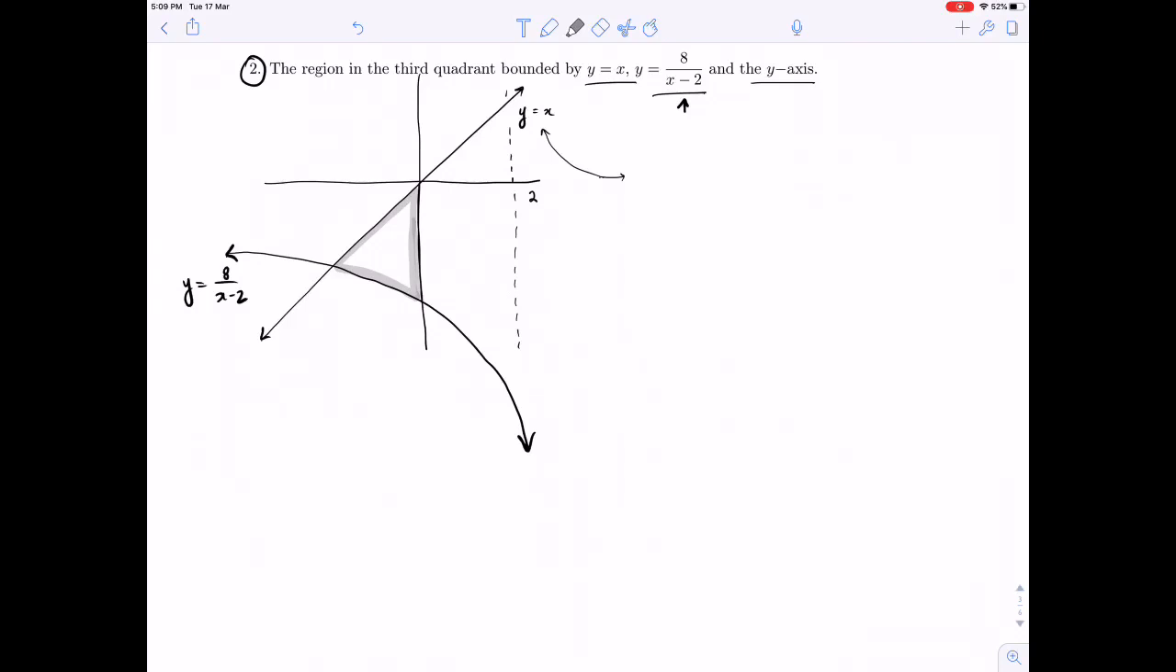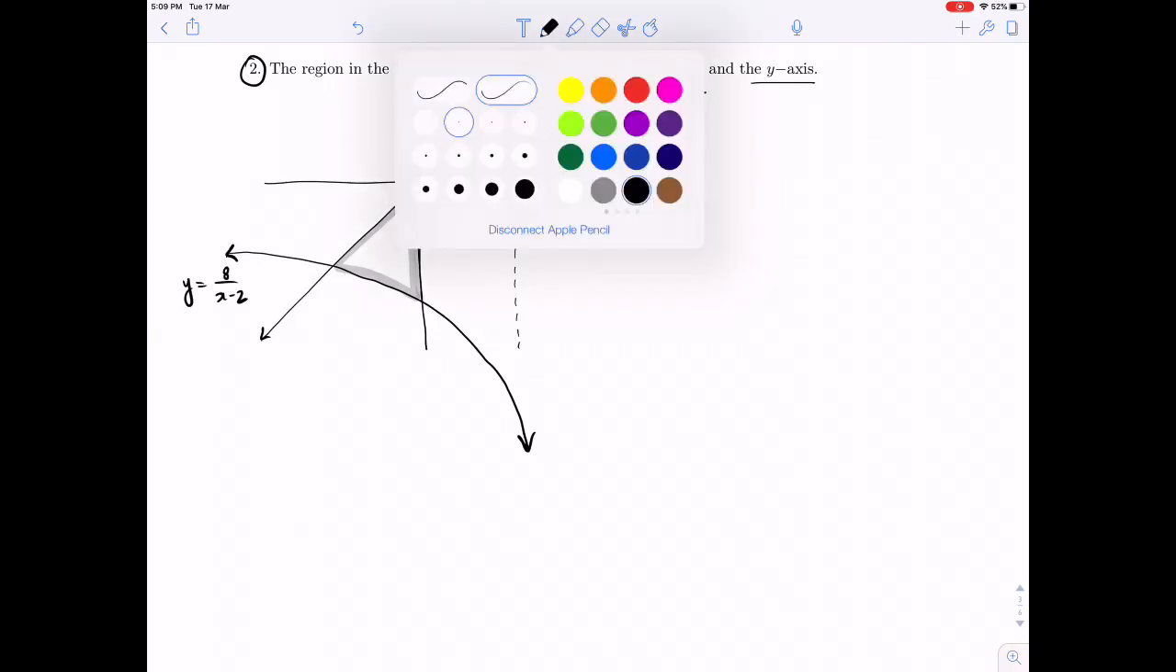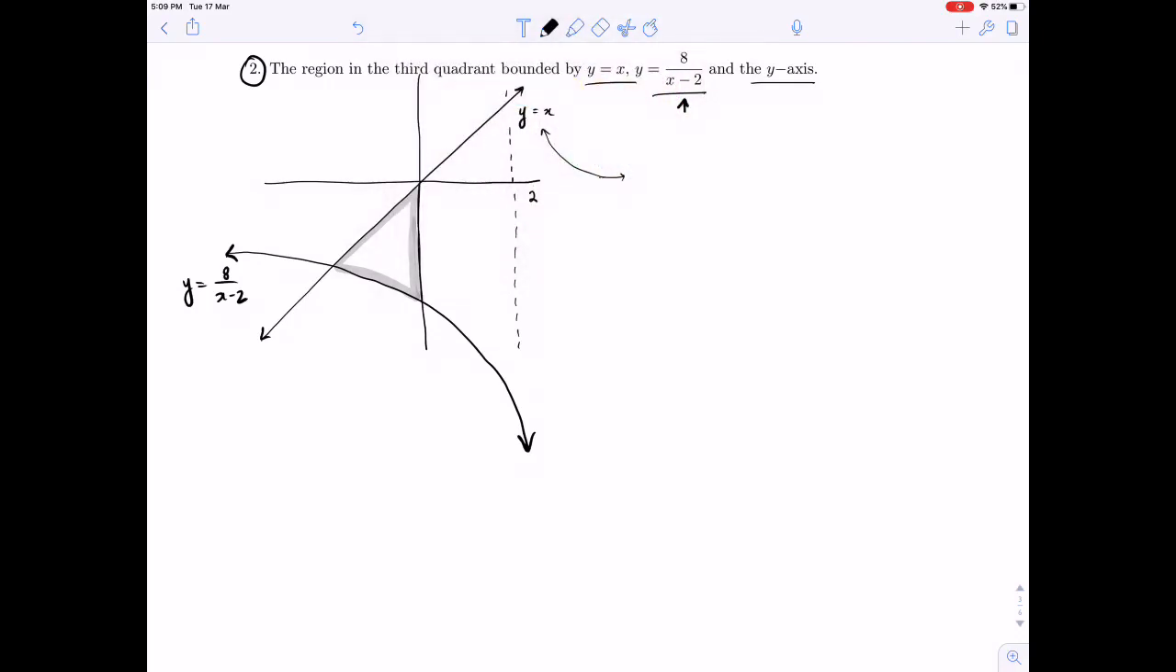three curves. So now we can see quite clearly that our top function is y is equal to x, and our bottom function is the rational function here. So this is the bottom. We need to find the left value and the right value. Well, the right value, which we usually call b, is obvious. Again, it is 0. This value, though, is a point of intersection that we need to find.